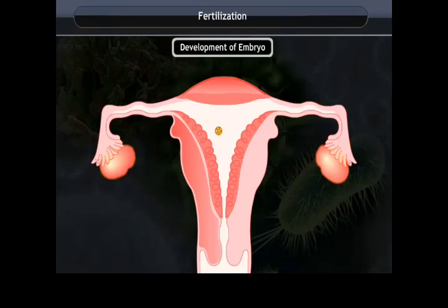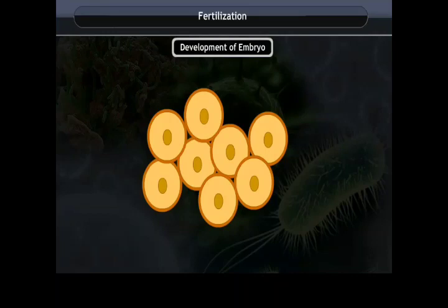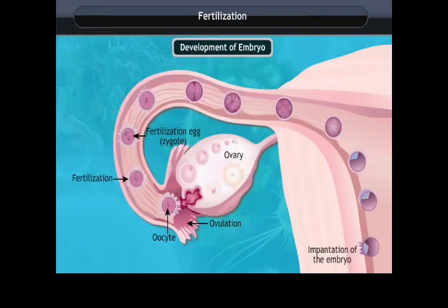Development of embryo. Fertilization results in the formation of a zygote, which begins to develop into an embryo. The zygote divides repeatedly to give rise to a ball of cells. The cells then begin to form groups that develop into different tissues and organs of the body. This developing structure is termed an embryo. The embryo gets embedded in the wall of the uterus for further development.